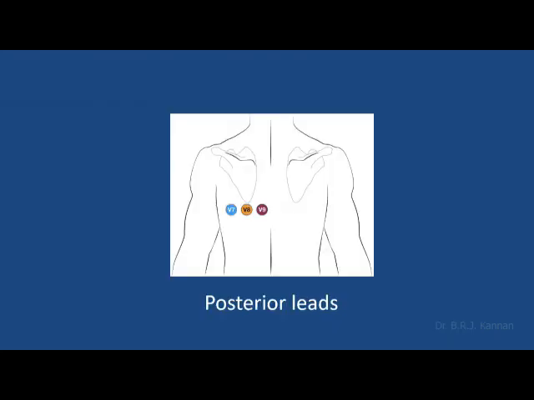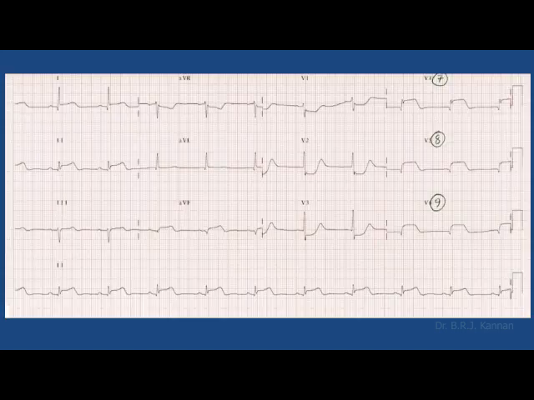To prove that there is involvement of the posterior MI, we should take posterior leads. V8 comes at the inferior end of the scapula, V9 is towards the midline, and V7 is lateral to V8. Now, if you take the posterior leads V7, V8, V9, they show ST elevation. So that means there is posterior myocardial infarction. So we have inferior myocardial infarction and we have posterior myocardial infarction. This combination of inferior posterior myocardial infarction is generally because of the involvement of the circumflex artery.